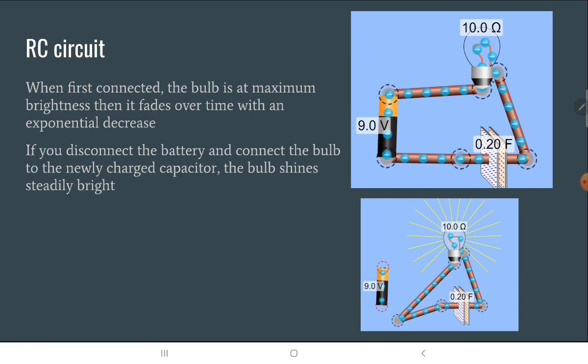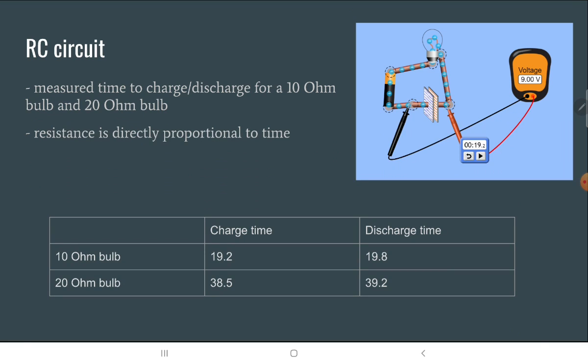Our next setup was an RC circuit. So we connected a battery, a bulb, and a capacitor. And when first connected, the bulb is going to be at maximum brightness, and then it's going to fade over time with exponential decrease. If you disconnect the battery and connect the bulb to the newly charged capacitor, the bulb is going to shine steadily bright as shown in that picture below.